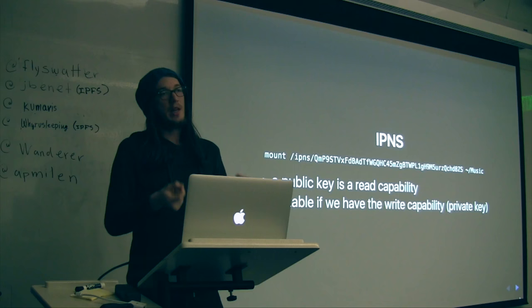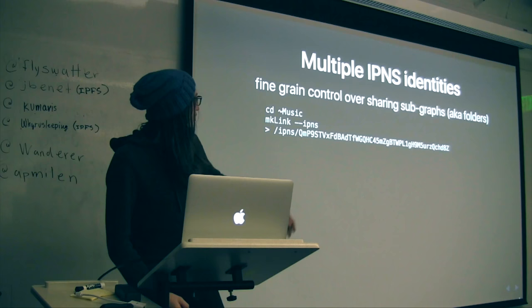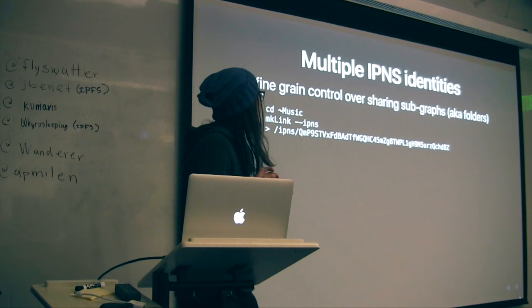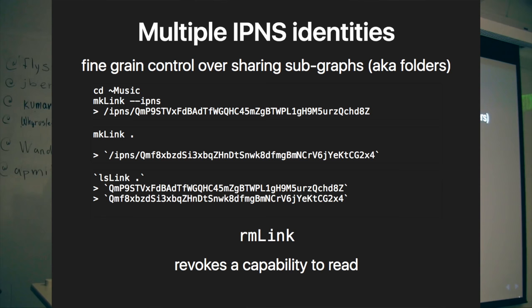And then we should be able to have fine-grained controls over sharing subgraphs. I should be able to cd into my music folder and create a new IPNS link to it, so that creates a new private and public key pair, and I can give that hash out to someone. I should be able to do it again. So I create one, I should be able to create another one. I should be able to list out the different links I have to a particular folder. And lastly, I should be able to revoke them and remove those links.